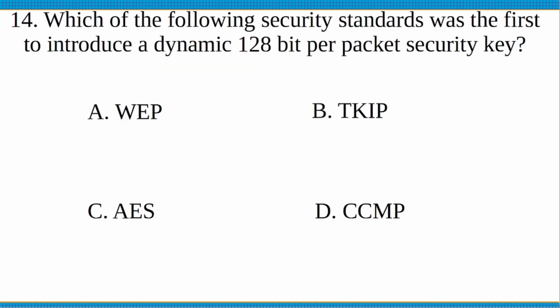Which of the following security standards was the first to introduce a dynamic 128-bit per packet security key? The answer here is B. TKIP. So WEP could use a 64 or 128-bit security key, but it was a static key. TKIP introduced a dynamic per packet key. AES and CCMP came after TKIP.